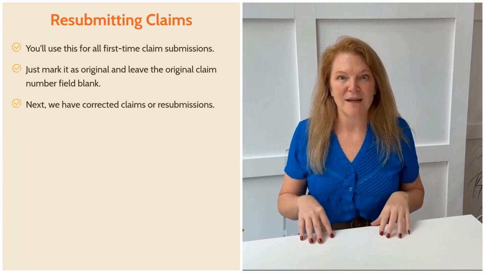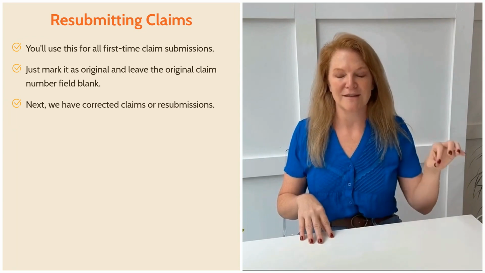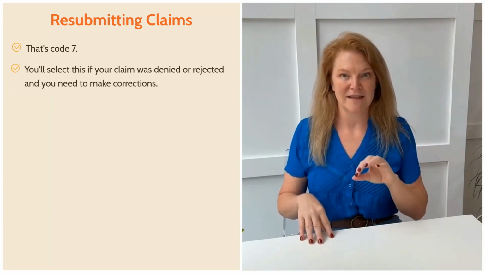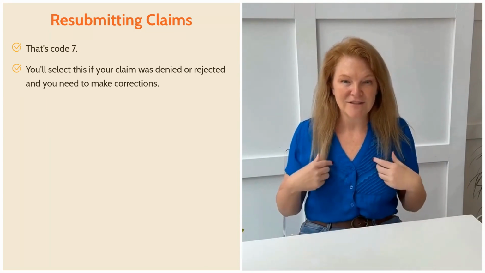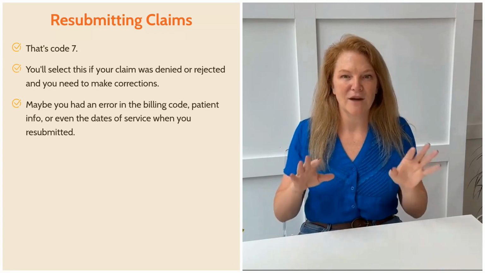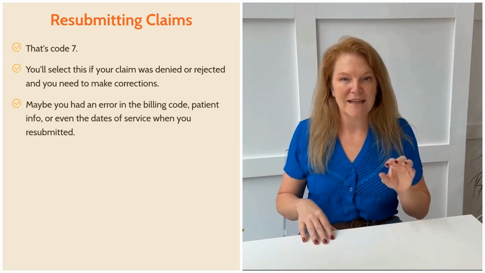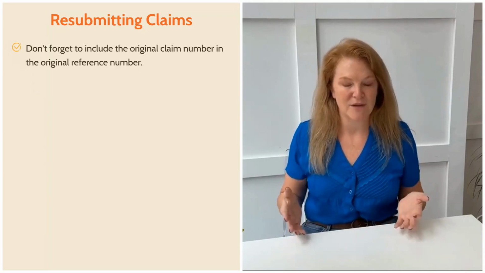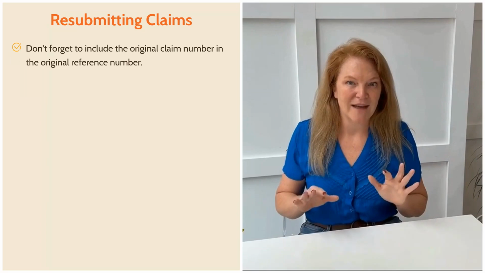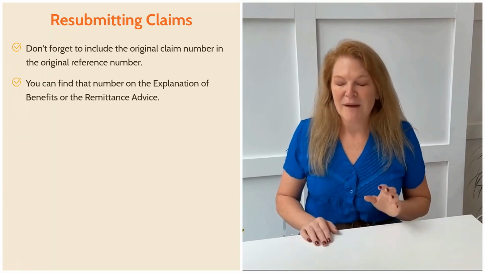Next, we have corrected claims or resubmissions. That's code 7. You'll select this if your claim was denied or rejected and you need to make corrections. Maybe you had an error in the billing code, patient info, or even the dates of service. When you resubmit, don't forget to include the original claim number and the original reference number. You can find that number on the explanation of benefits or the remittance advice.